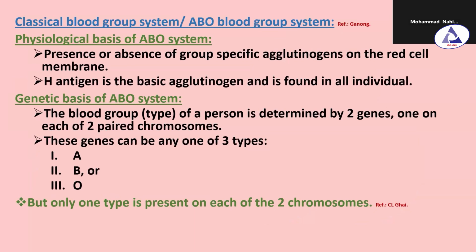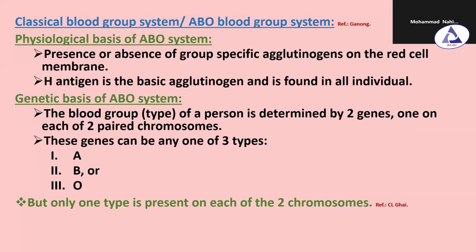Now, among these three major blood group systems, that means ABO, RH, and MN, which blood group system is considered the classical blood group system? The answer is simple: the ABO blood group system is considered the classical blood group system. Now, the teacher will ask you why we consider it classical. There are specially two reasons behind this.